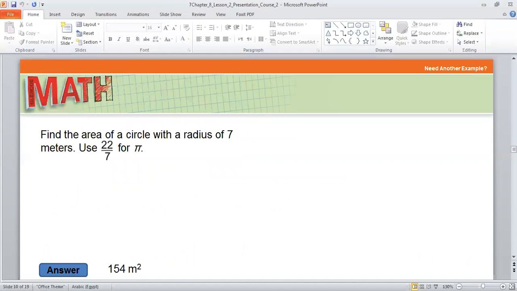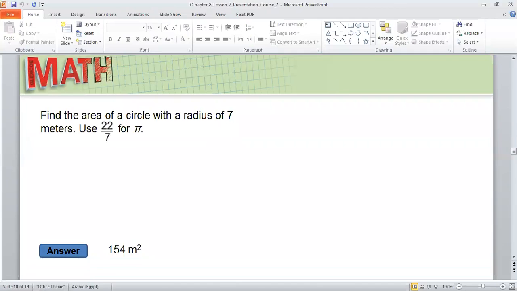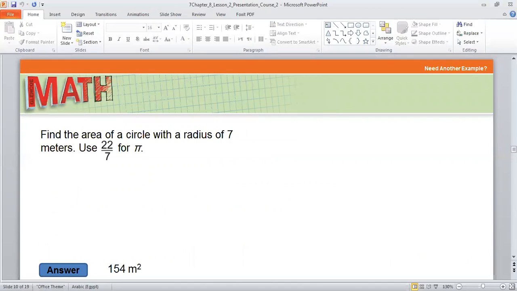Find the area of a circle with a radius of 7. The radius is equal to 7 meters, right? And pi here is equal to 22 over 7. He said that for you, right? What will we do, Muhammad? What is the rule? It's pi r squared. So the area of the circle is equal to pi r squared.